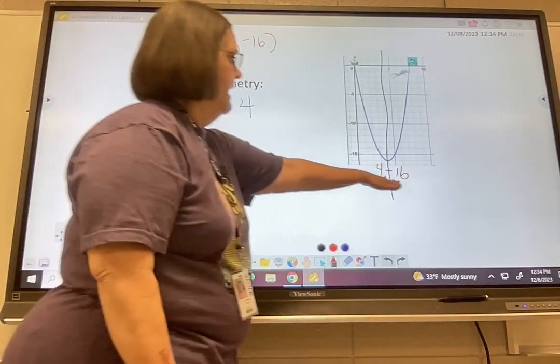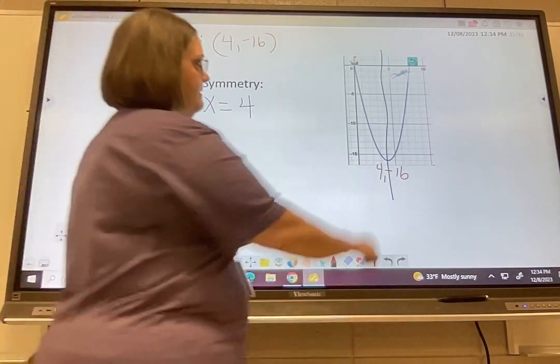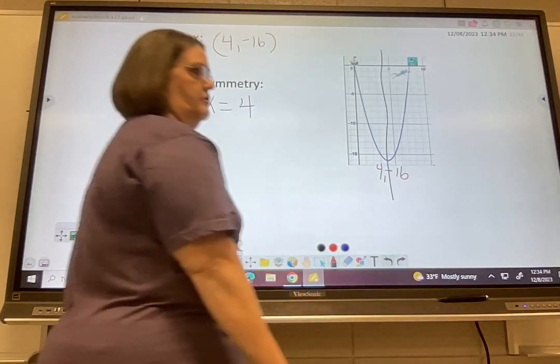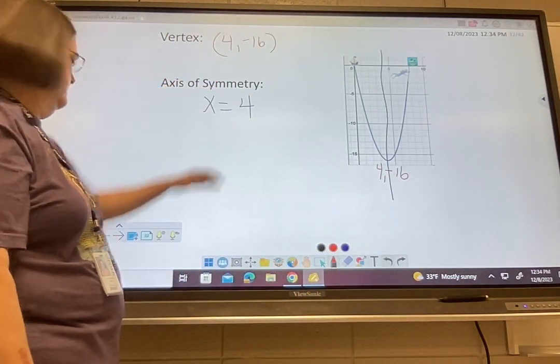Vertex, 4, -16. Axis of symmetry, that's a line. That is x equals 4. You don't write the whole vertex down for the axis of symmetry. It's just the x coordinate.